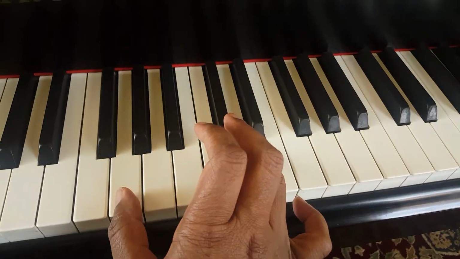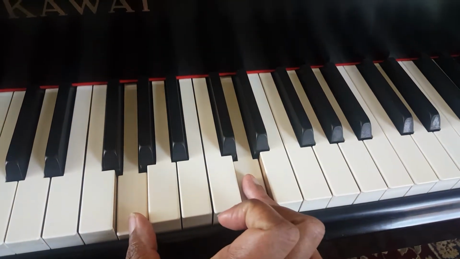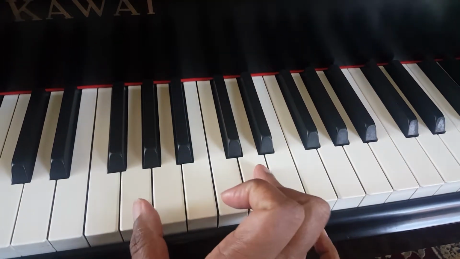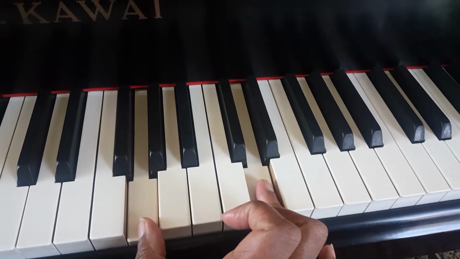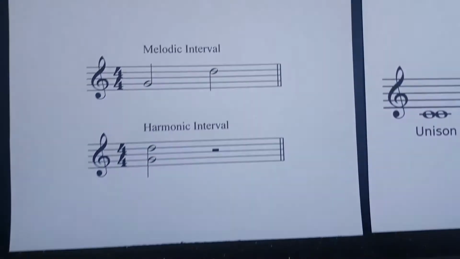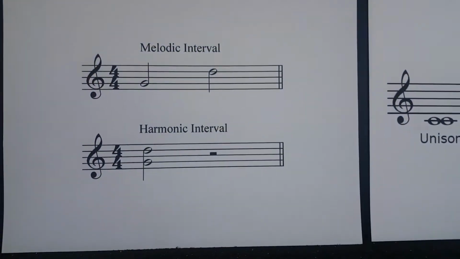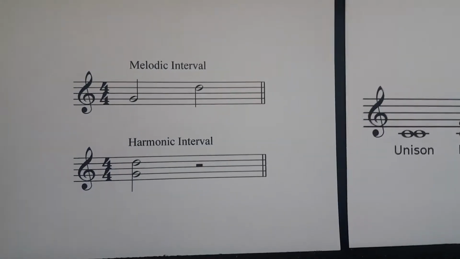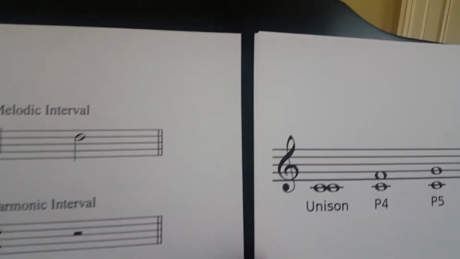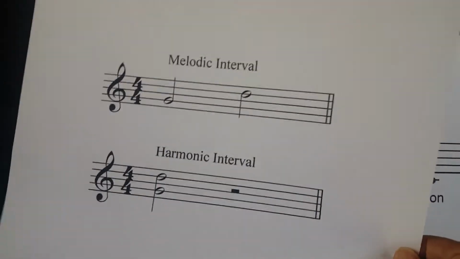Now, harmonically, they can be played together. See that? Try it again. And that's the tone that you're hearing. Although this tone is slightly going out of pitch for some reason. But anyway, so that tells you they're melodic and harmonic. Now let's get to the perfect intervals.